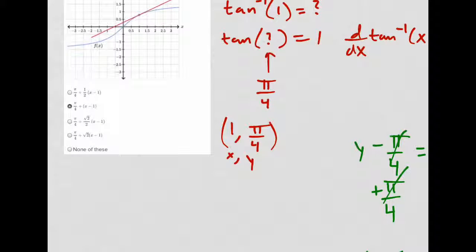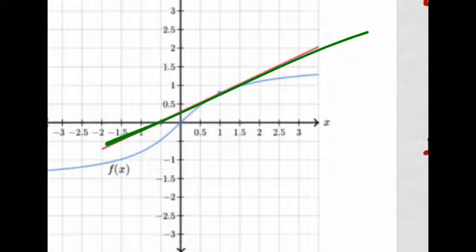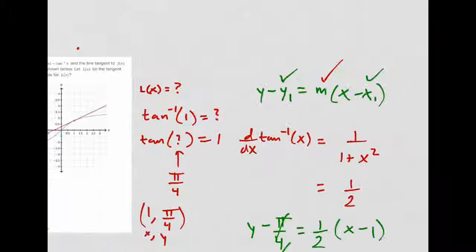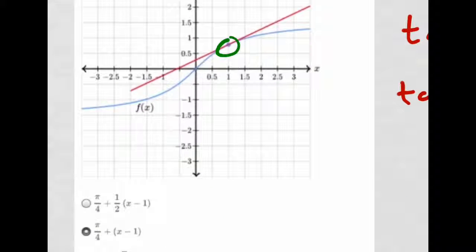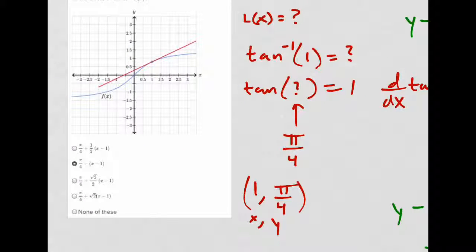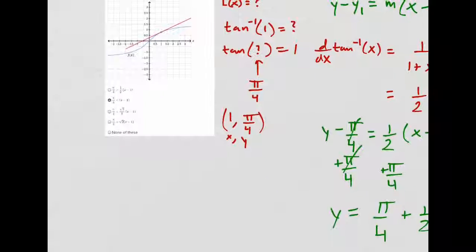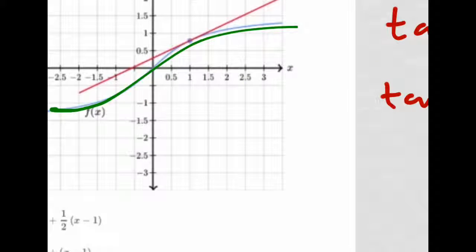So what the heck did I just do? Well, I wanted the equation for that red line. So I thought, I need a point on that line, an x1 and a y1. That was easy because I already know there's one point there. You plug in 1 and you get out pi over 4 because it's just inverse tangent. And then I thought, I also need the slope. So I had the equation for this.